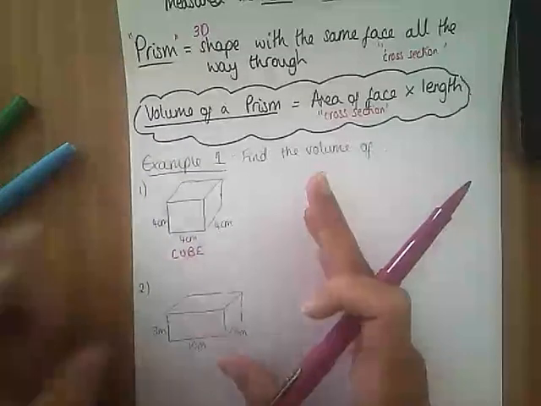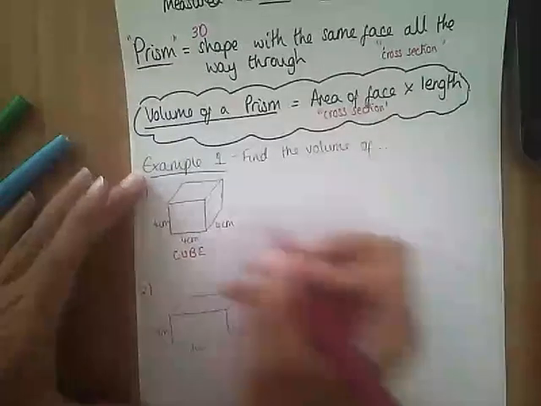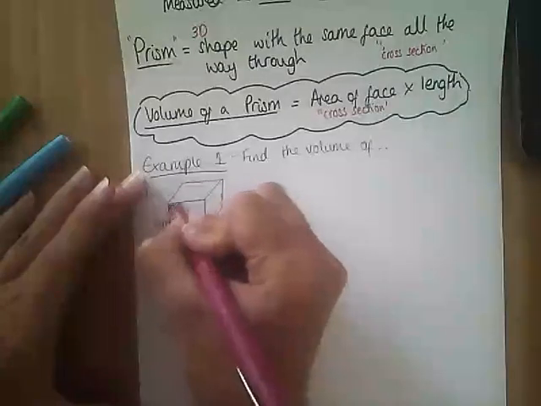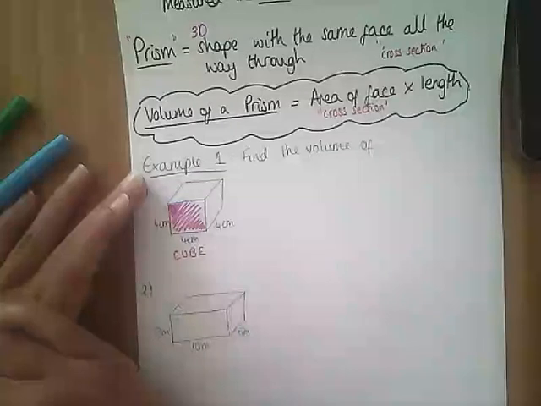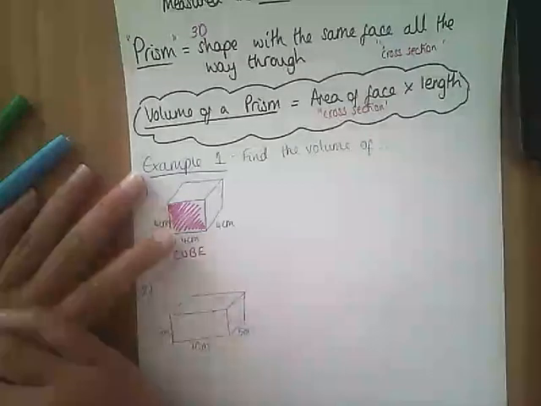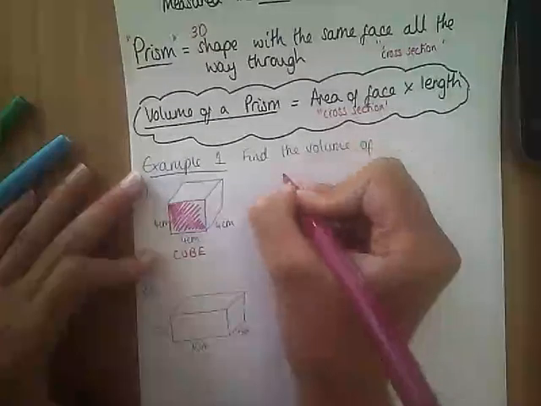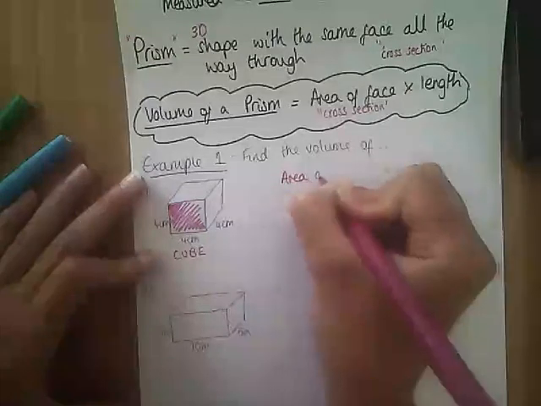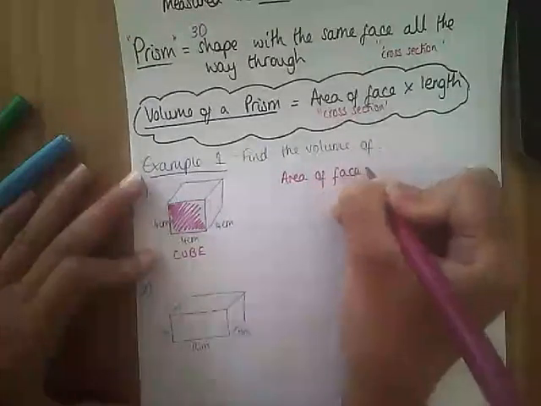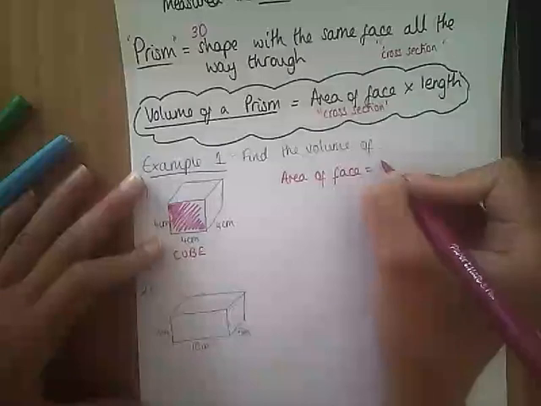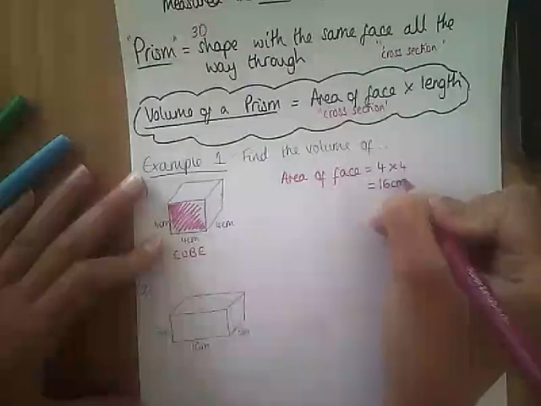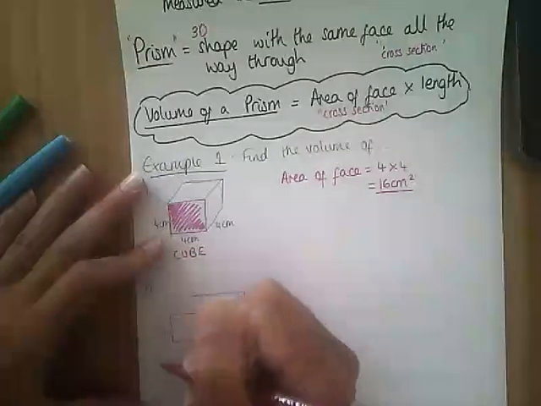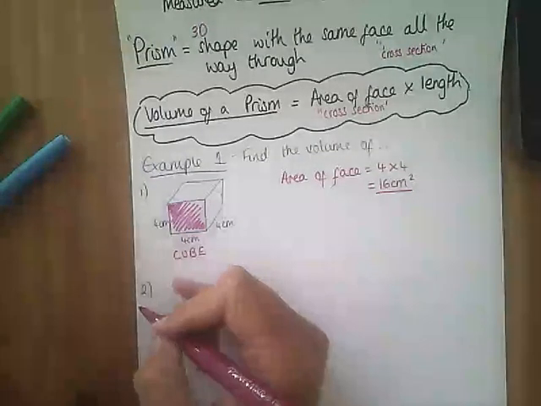The first thing you need to do is look at the face. So this square here is the face. Actually you could have picked any of the squares because they're all equally the face. Let's think about this face. To calculate the area of a square, you do base times height, or width times length, so that's 4 times 4. That's going to be 16. Don't forget, area is measured in centimetres squared. That's the area of the face.